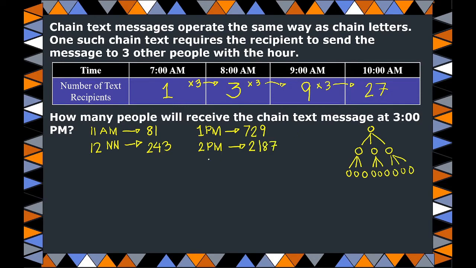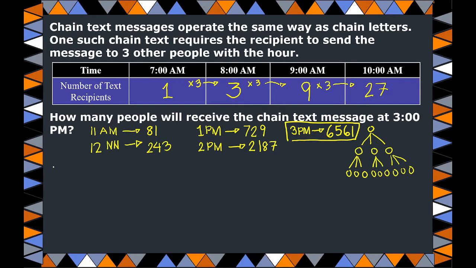And you will get 2,187. At 3 p.m., times 3 on 2,187, I'll get 6,561. And this will answer our problem, because the problem asks how many people will receive the chain text message at 3 p.m. So at 3 p.m., there will be 6,561 people to receive the chain text message. Okay? Now, this is the first way of solving this problem.